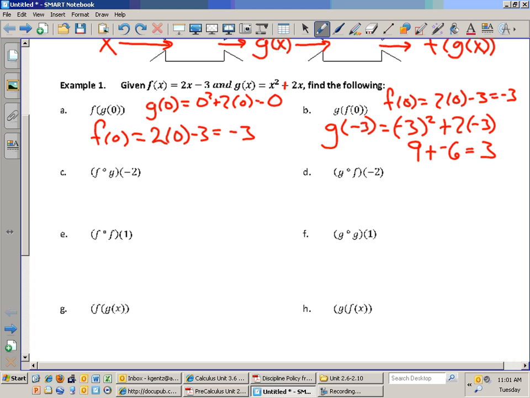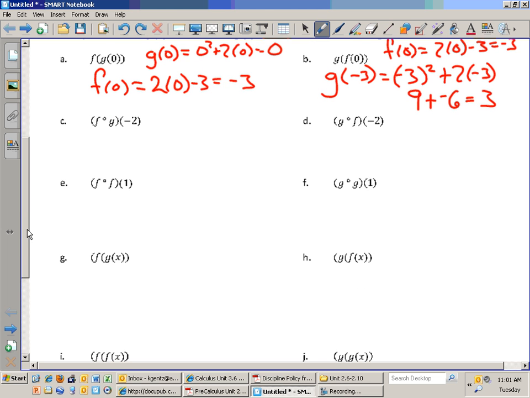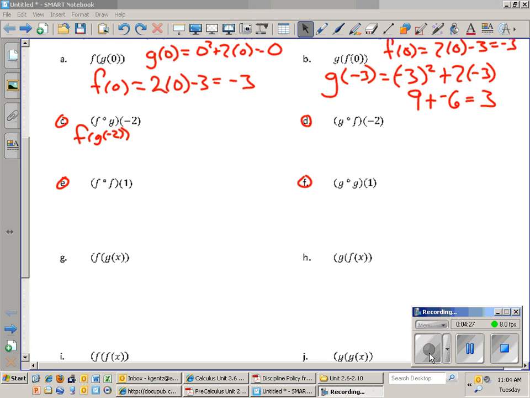Do you think you could try a couple? Again, for C, if you see f of g of negative 2, what that really means is f of g of negative 2. Why don't you try C, D, E, and F? Try those four on your own. I'll pause this. Just C, D, E, and F.